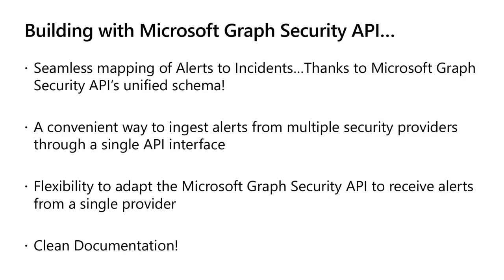So what was our experience building to the Graph Security API? The moment we saw the unified schema of the Graph Security API, we realized that we were going to have a very seamless alert to incident mapping experience. We're not going to second guess what alert fields are going to show up in the sample alert, because it's a unified schema. We had a lot of flexibility in choosing which security provider we ingest from. It could be multiple security providers or a single security provider.